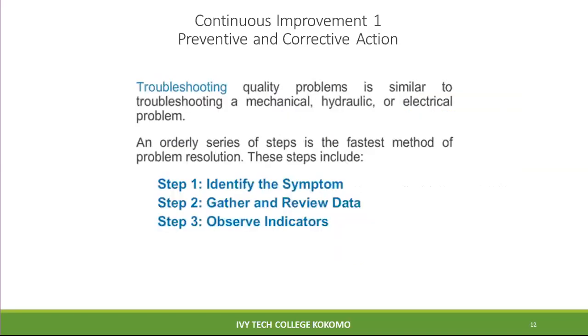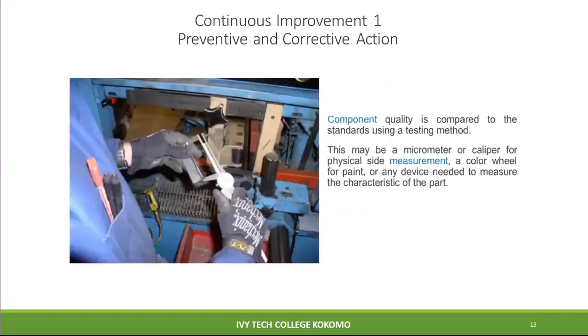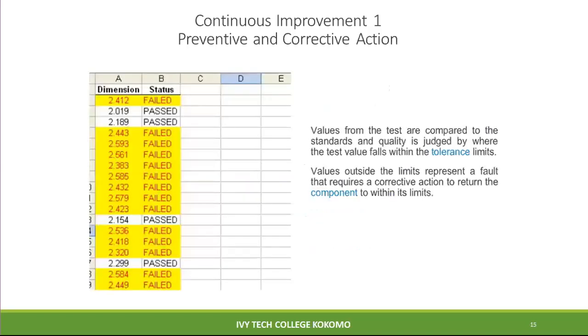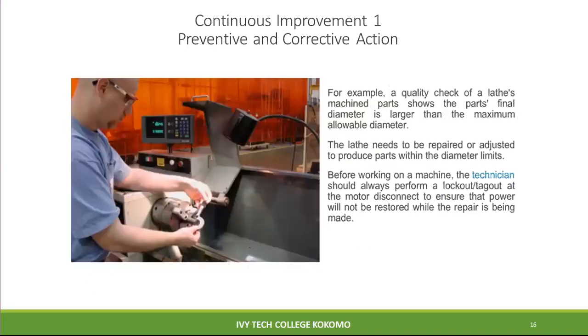Okay. Then you observe any indicators. What that means is basically you're comparing to standards. What's happening? What do we need to do to measure that information? Then we determine the actual fault. To do that, we test, we compare, we judge. Anything that falls outside the limits requires corrective action. As an example, if a machine part's final diameter is larger than the maximum acceptable, the lathe needs to be repaired.